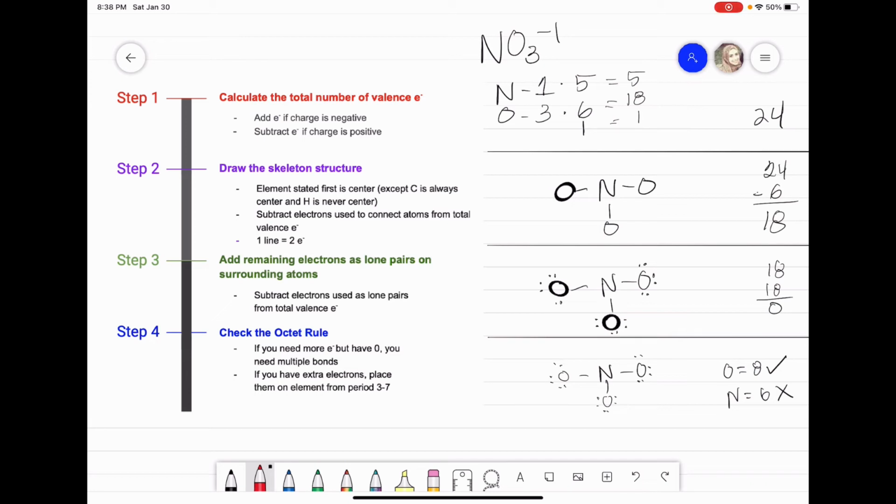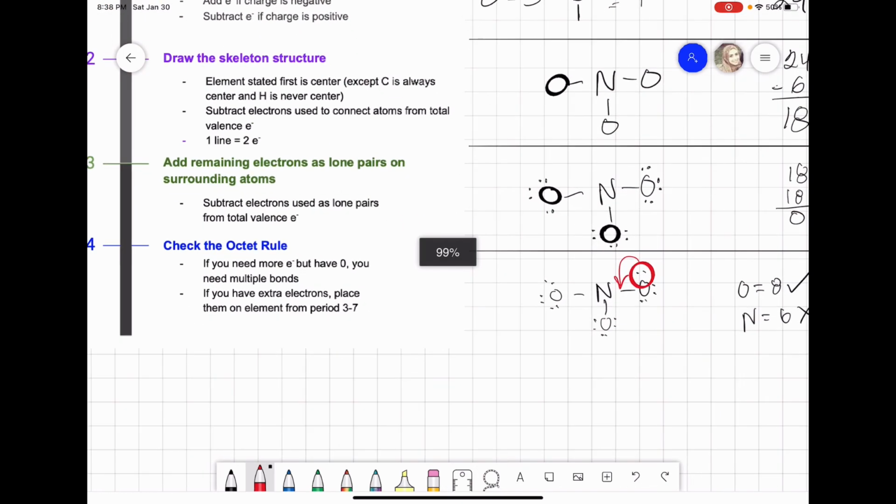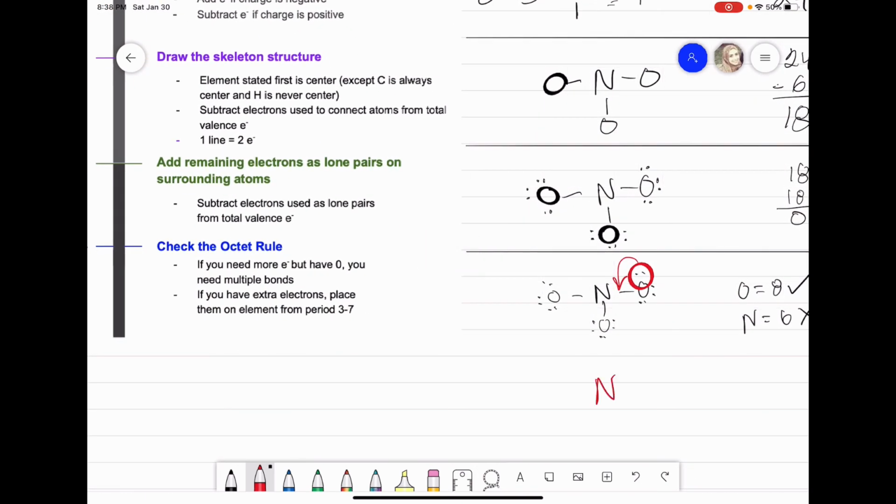So right now, nitrogen has 6, so it needs only 2 more. So you're going to take the lone pair on this oxygen, and you're going to make it share. So then your final structure is actually going to be 1 double bond, okay?